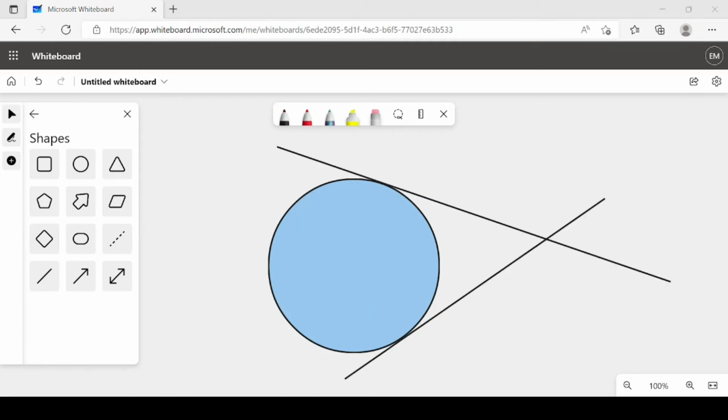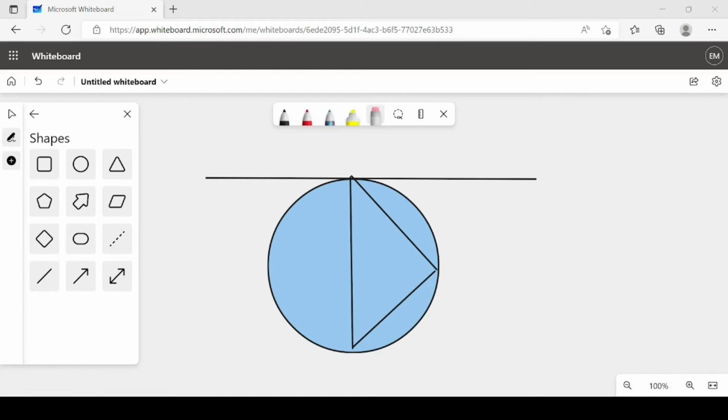So number 8. 2 tangents that meet each other at a point are the same distance from the point. So for example, if the point here is A, and this is B here, and this is C here, we know that from A to B and from A to C is exactly the same distance.